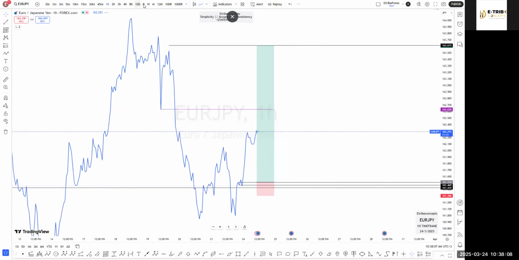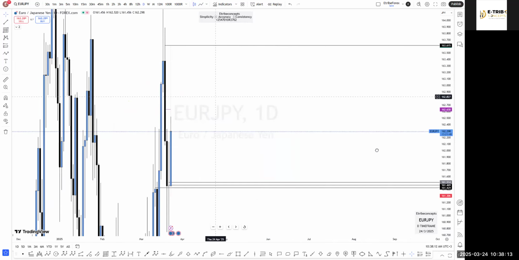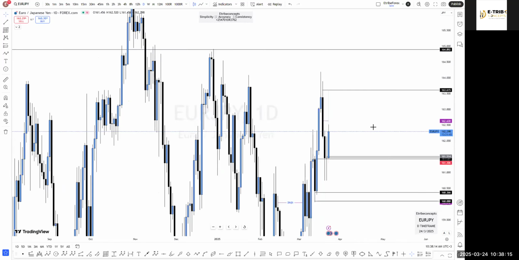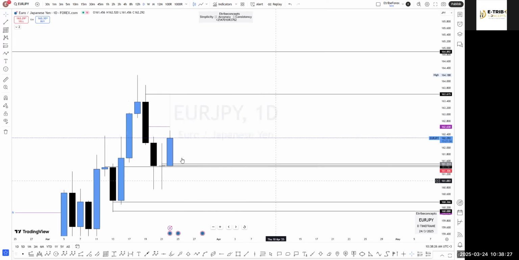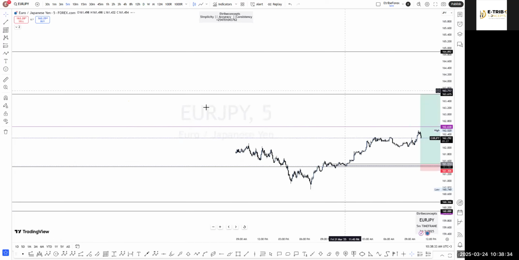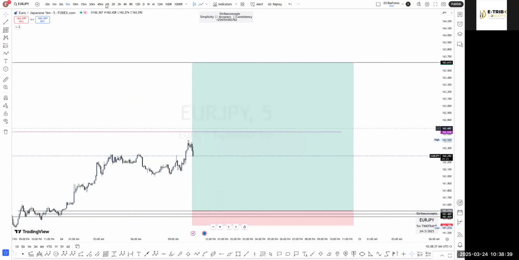Then to make it more interesting, our entry is near the last week closing price. So it makes it even more interesting. So that could be an area that we can have a consideration. That is on Euro JPY.